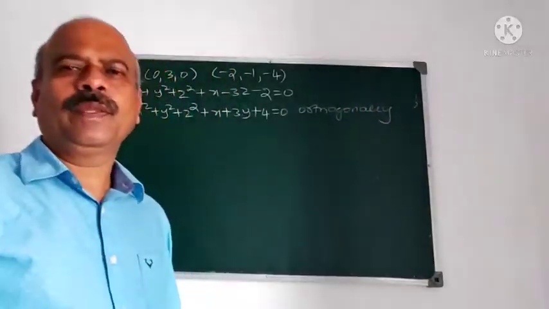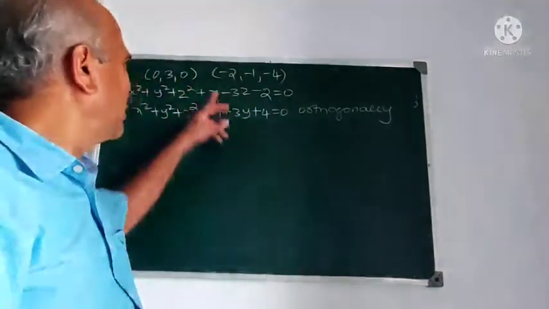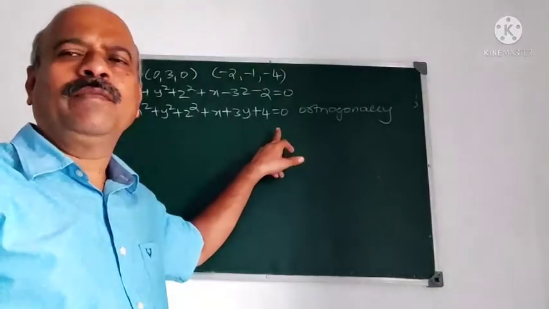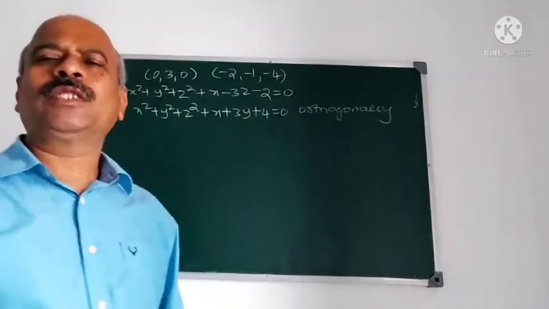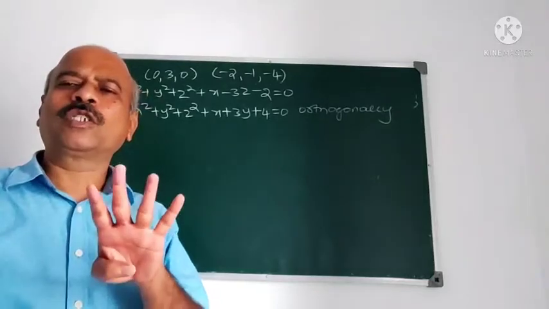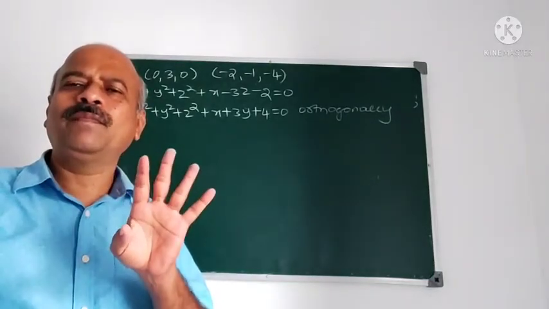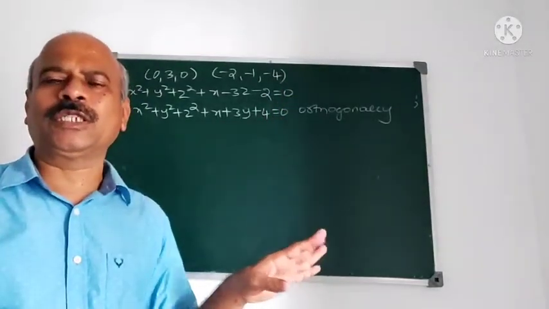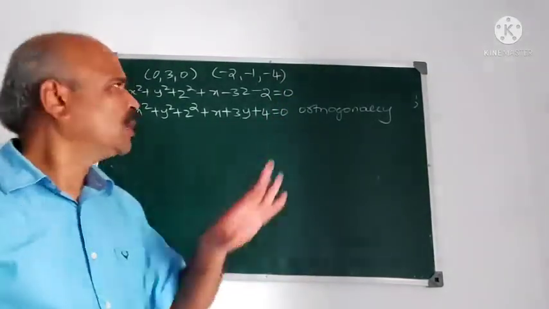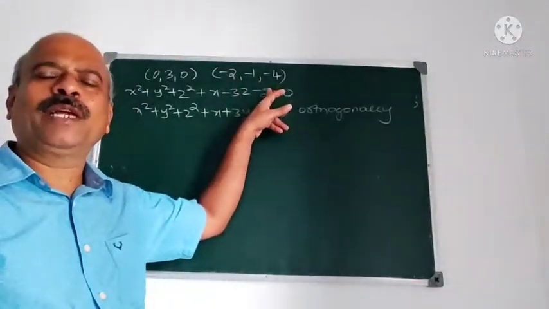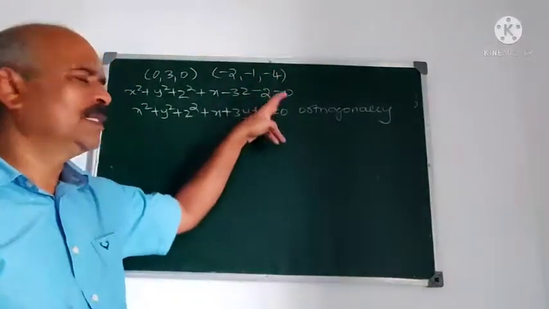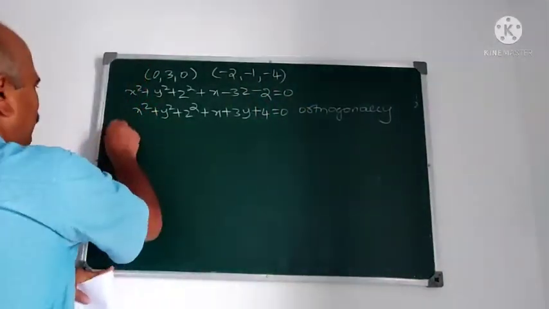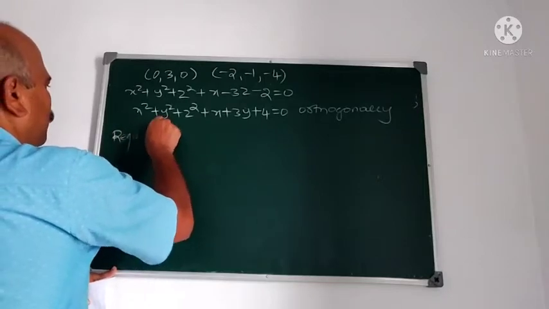See the problem. Find the equation of the sphere passing through 2 points and cutting the 2 spheres orthogonally. To find the equation of the sphere, what do you have to find out? 4 constants: U, V, W, D. To find 4 constants, you require 4 linear equations in U, V, W, D. You have studied how to find the equation of the sphere passing through 4 points. This is quite similar to that problem. Now I explain.